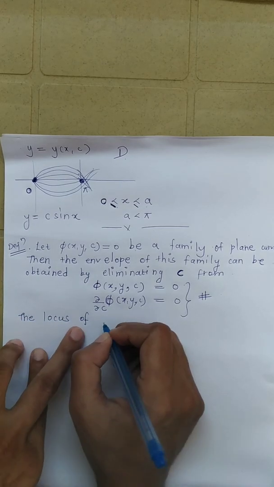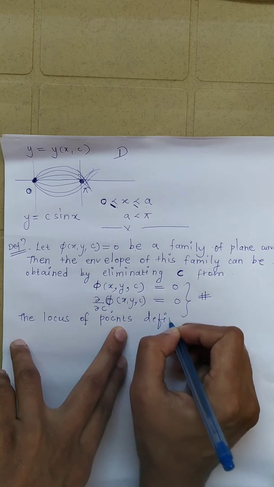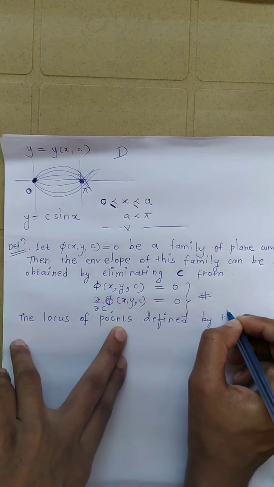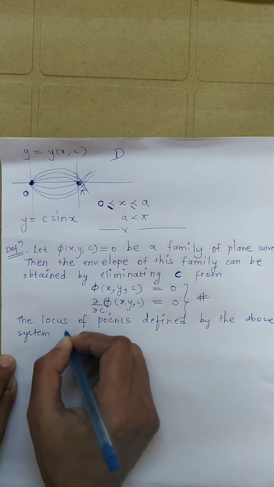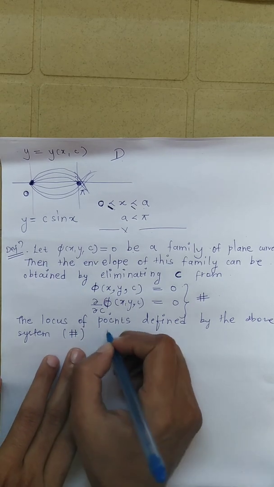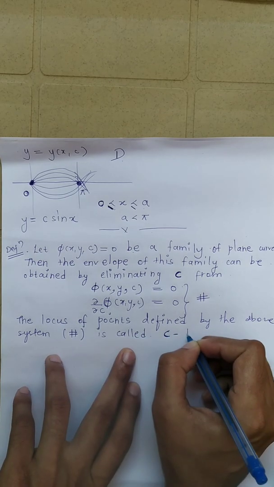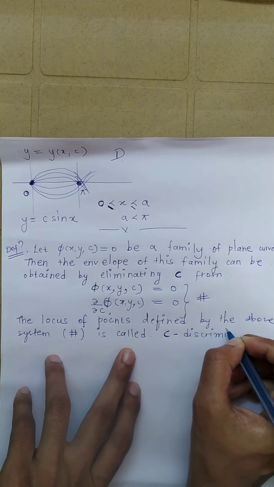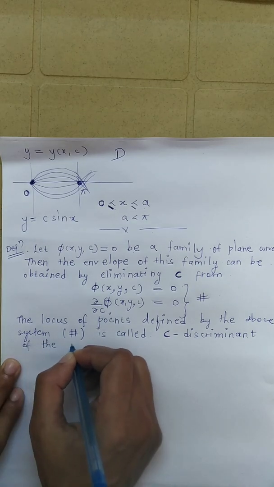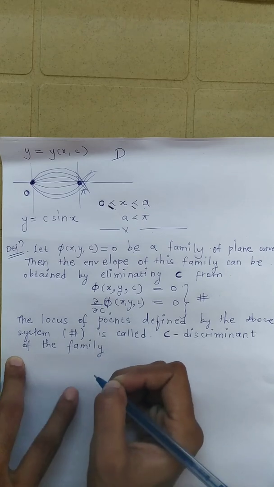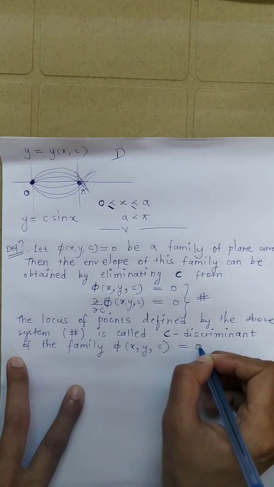The locus of points defined by the above system is called the C discriminant of the family phi x y c equal to 0.